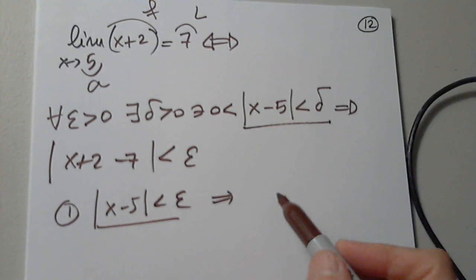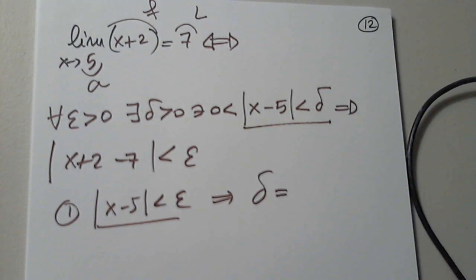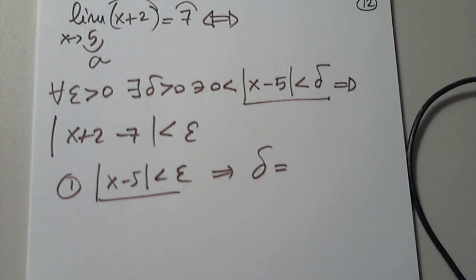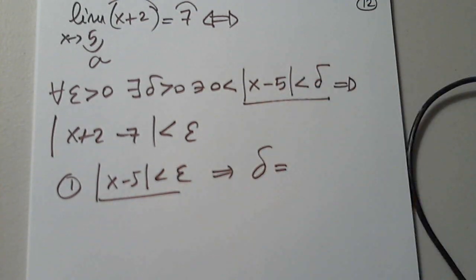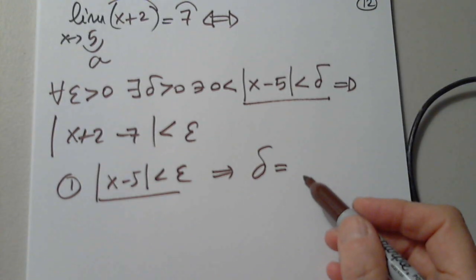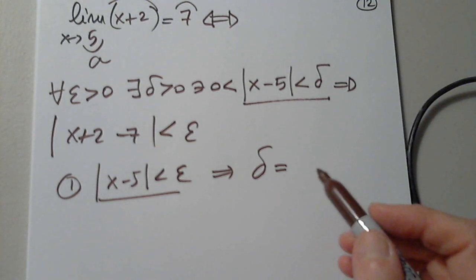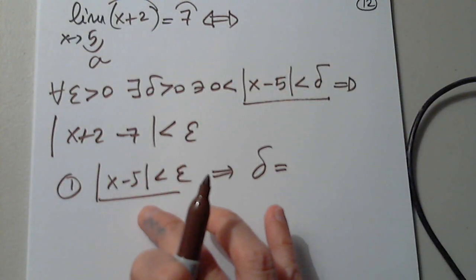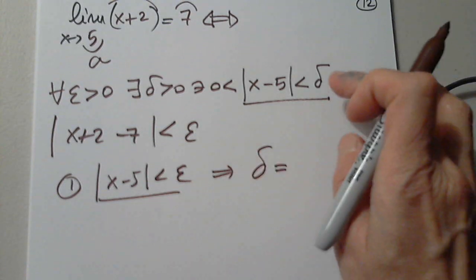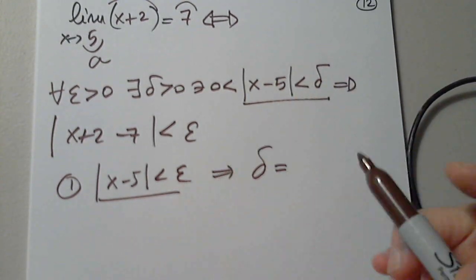So from here we conclude that delta must be, which is very possible, delta must be what? Comparing these two, delta must be... I have x minus 5 in absolute value. I have the less than symbol. What can delta be?